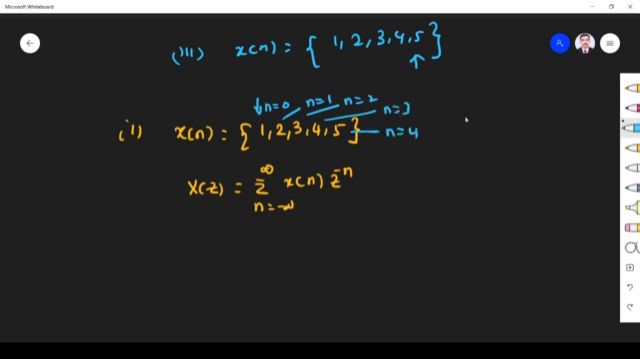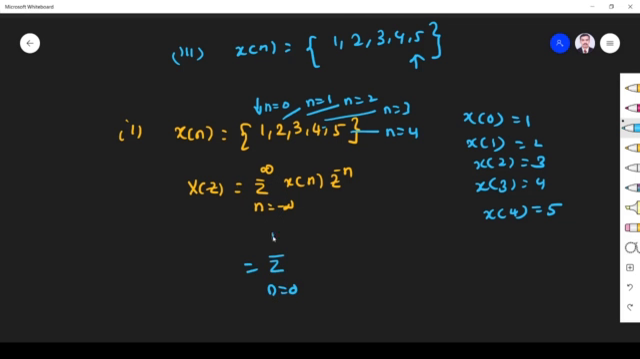That means when n is equal to 0, x of 0 is 1. When n is equal to 1, x of 1 is 2. When n is equal to 2, the value is 3. When n is equal to 3, the value is 4. When n is equal to 4, x of 4 is 5. So n varies from 0 to 4 only. We don't go from minus infinity to plus infinity, we go for n is equal to 0 to 4, of x of n z power minus n.